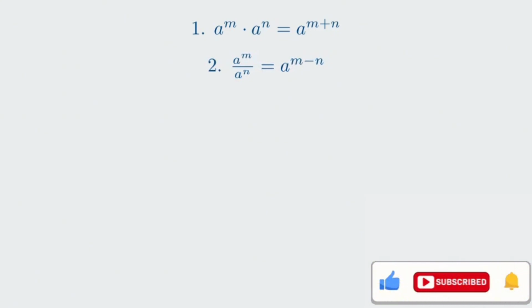Finally, the power of a power property states that to raise a power to another power, we multiply the exponents. So a to the power of m, all raised to the power of n, is equal to a to the power of m times n.